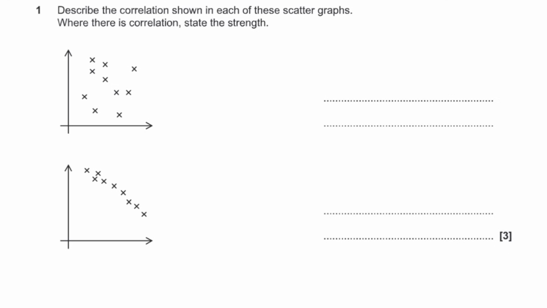Question 1. Describe the correlation shown in each of these scatter graphs. Where there is correlation, state the strength. Okay, so we've got two things to give here, correlation and strength. In this first diagram, there isn't correlation there, is there? They're all scattered all over the place. There isn't a pattern to it. You can't see a line through the data. So I'm going to say that on this first one, there is no correlation.